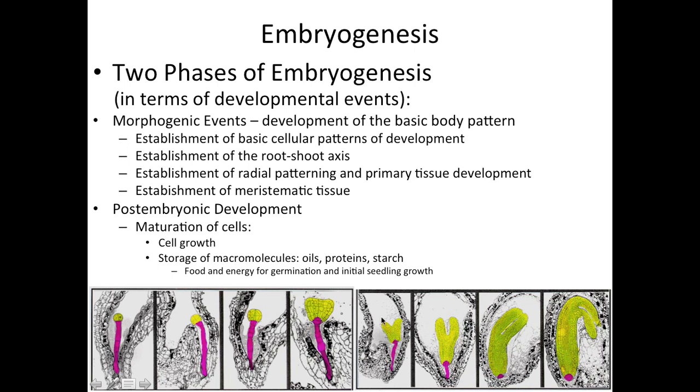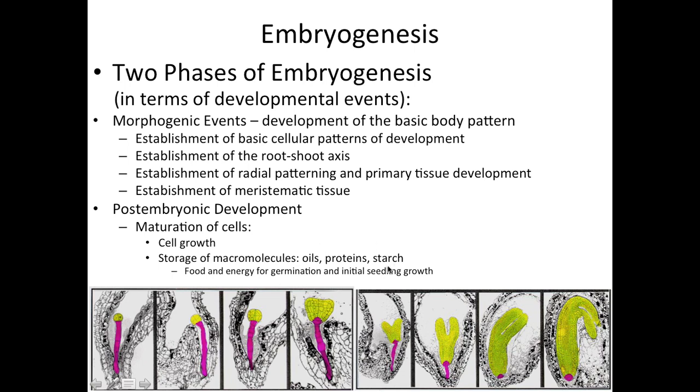Then once you get this sort of bilateral symmetry, all of the major organs, all of the major tissues, the patterning, both the radial patterning and the longitudinal axis, and both of the primary meristems have been developed. And so after this heart phase, you move on to what's known as the post-embryonic development, and that's the latter phases of embryogenesis when all of those tissues get bigger, the cells divide, and they store nutrient tissue to get ready for germination.